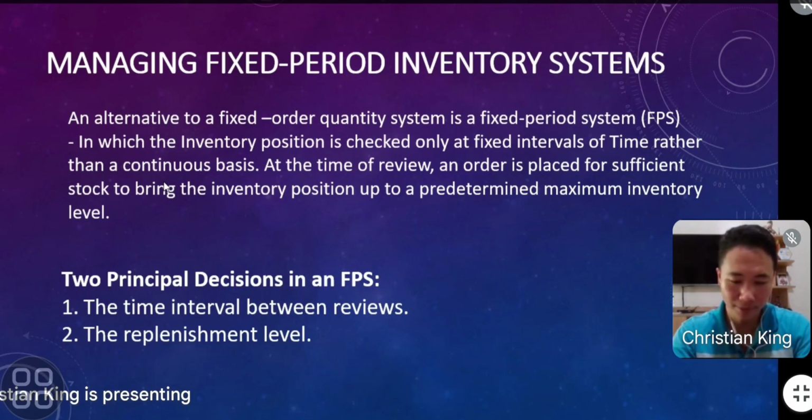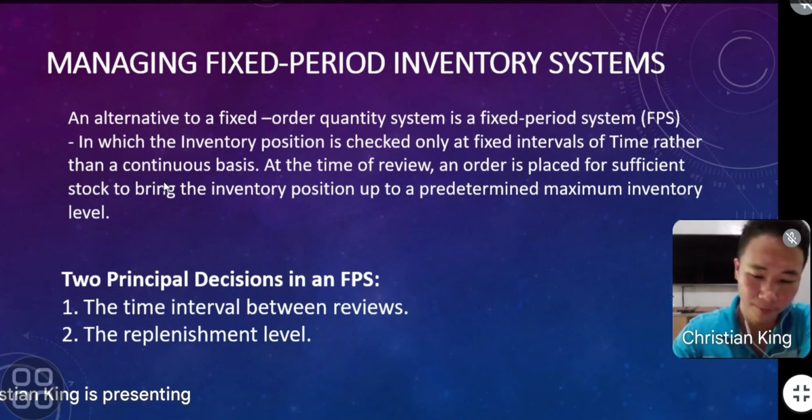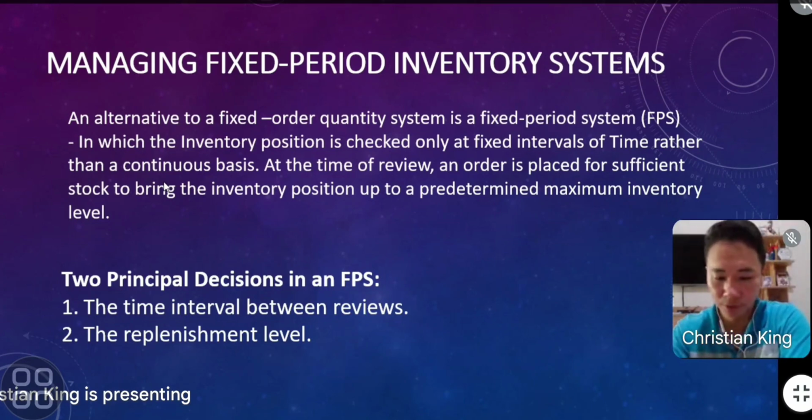inventory level. There are two principal decisions in an FPS. First is the time interval between reviews, and second is the replenishment level. We can set the length of the review period judgmentally, based on the importance of the item or the convenience of the review. For instance, management might select to review non-critical SKUs every month, or critical ones every week.